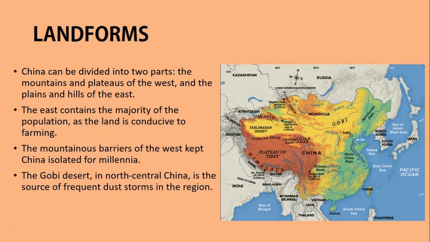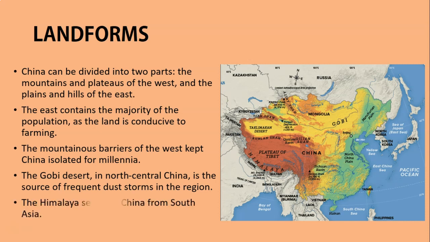The Gobi Desert is a massive desert, and like any other desert, it's going to be the source of frequent dust storms that plague the area. And because it's a desert, that tells us that there's not a lot of moisture, and so the Gobi Desert receives less than 3 inches of rain per year. So not a lot of rain.